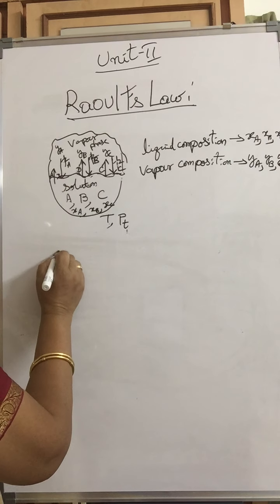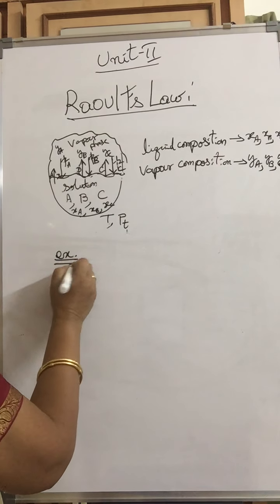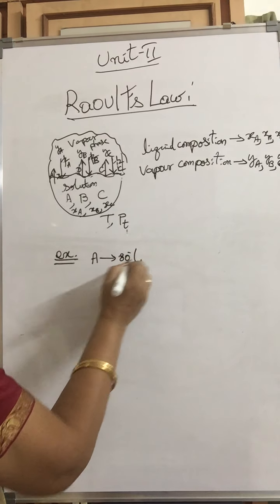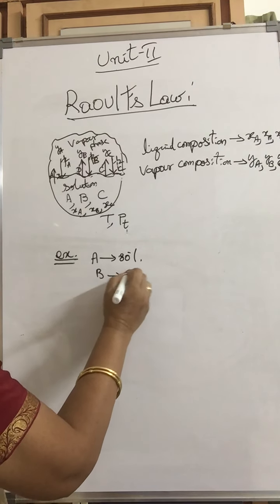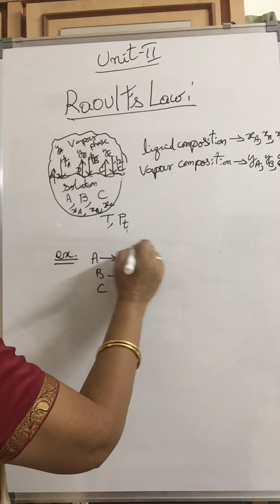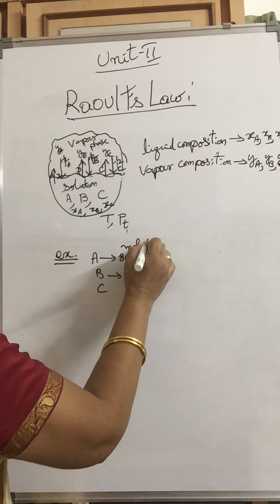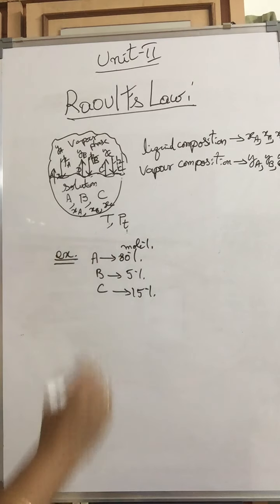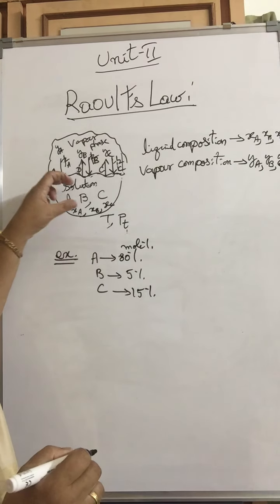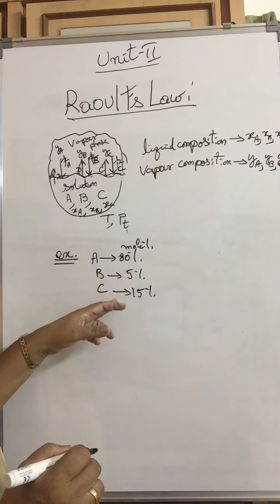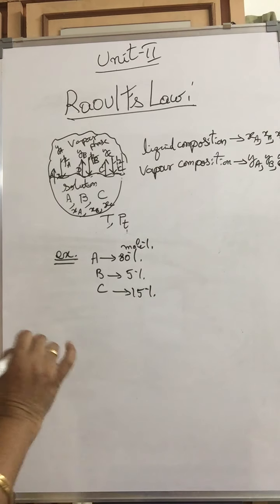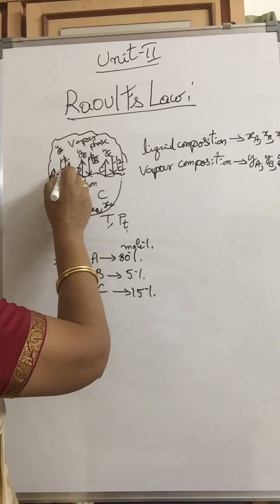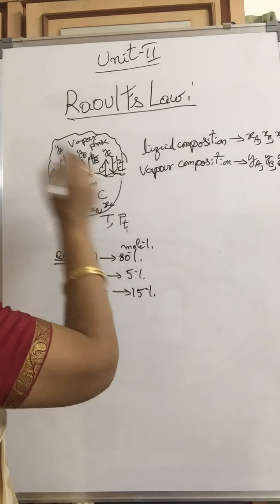Here you take one example in this ABC. Suppose A is 80% and B is 5%, and this is mole percent only, and C is the remaining 15%. Suppose this solution has these mole percents of A, B, C. Now what can you understand from this? Which will be more, Pa, Pb, or Pc?